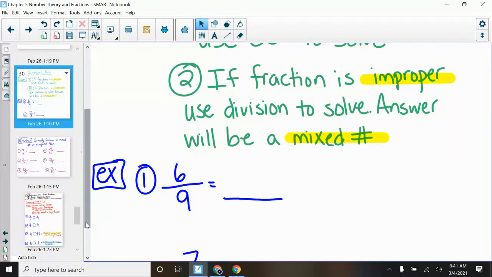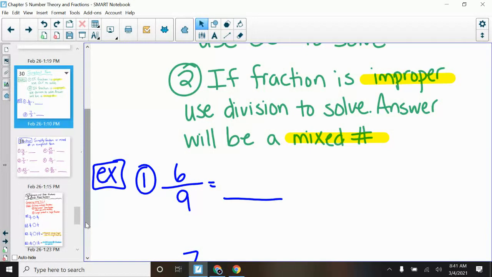So let's kind of check out what exactly we mean by this and see if this can make sense to us. Okay, so example number 1. Everybody write down example number 1. So we're looking at a fraction that is a 6 over a 9. So first off, what kind of fraction is this? Colin, what kind of fraction is this thing? Proper. It's a proper fraction.